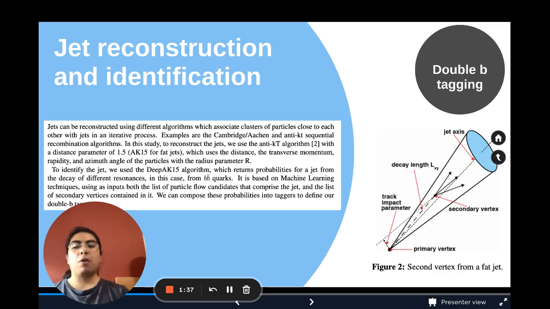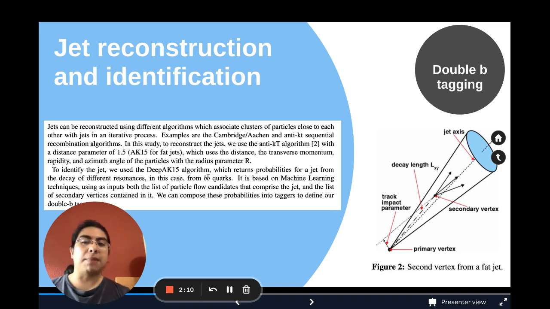In this study, we want to obtain the scale factors to correct the double b tagging Monte Carlo efficiency of a pair of b quarks. To calculate it, it's necessary to reconstruct the jets. For this reason, we use the anti-kT algorithm with a distance parameter of 1.5 for fat jets. To identify these jets, we use the DeepAK15 algorithm, which returns probabilities for a jet from the decay of a pair of b quarks.